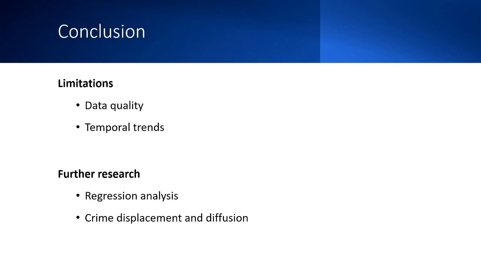Further research building on this study could include undertaking a regression analysis to identify factors associated with why crime is increasing in certain areas. Further study into crime displacement and diffusion, where crime shifts to new areas or the neighbouring areas, and the effectiveness of long-term crime prevention strategies could also be looked into.